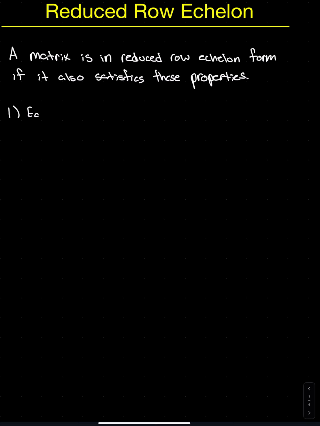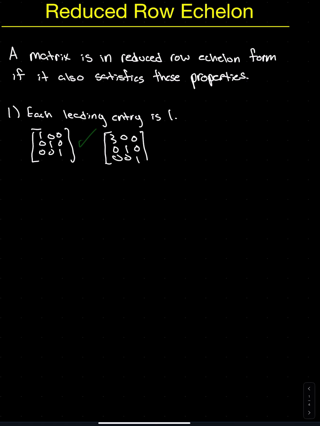All right, so to start off, each leading entry must be 1. It's pretty straightforward. So each leading entry is 1. Like I said, straightforward. You have a matrix like this. This is good to go. But a matrix like this, 3, 1, 1, is not allowed since the leading entry is 3, not 1.